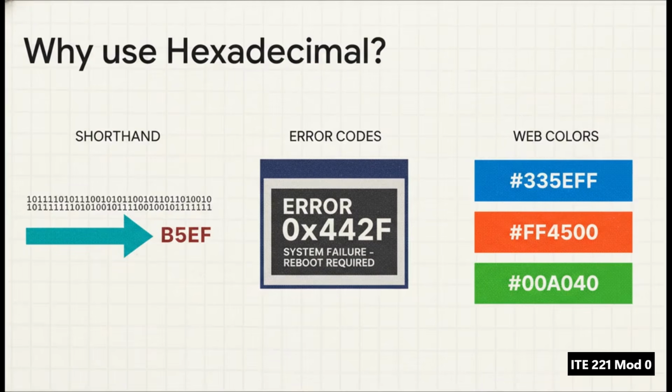Now, this is a really important point. The computer doesn't understand hexadecimal, it only speaks binary. Hexadecimal is for us. It's a more compact, human-friendly way to read and write the computer's language. And you see it everywhere once you start looking: in error codes, in memory addresses, and even in the color codes that are telling your screen what colors to display right this second.